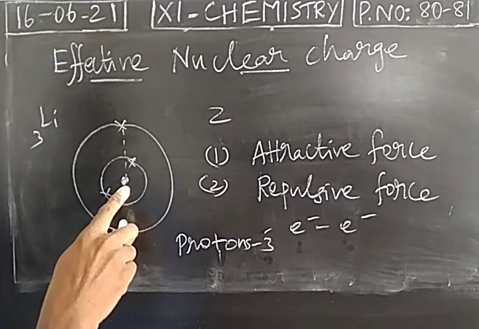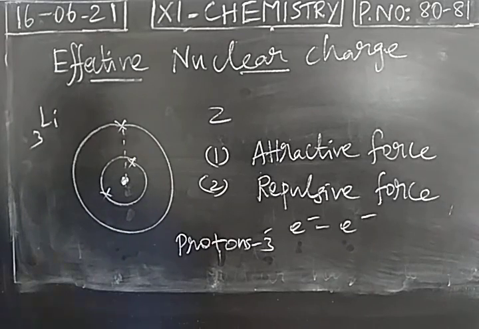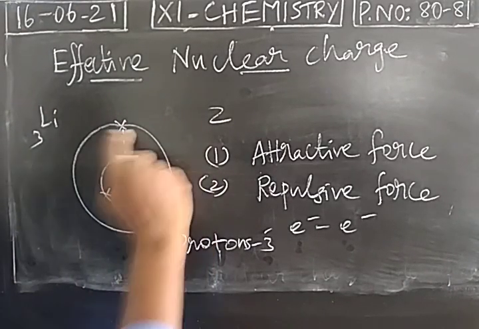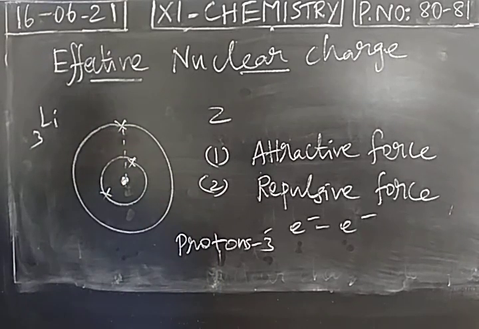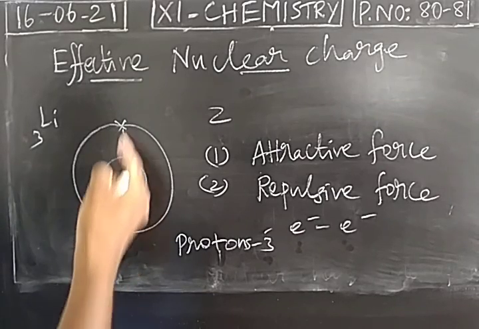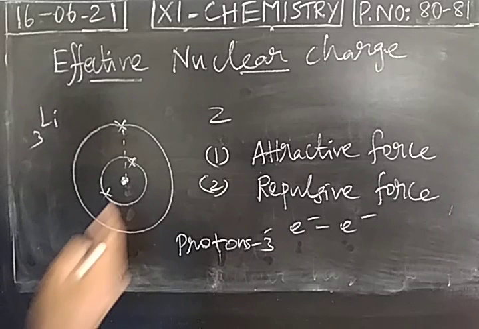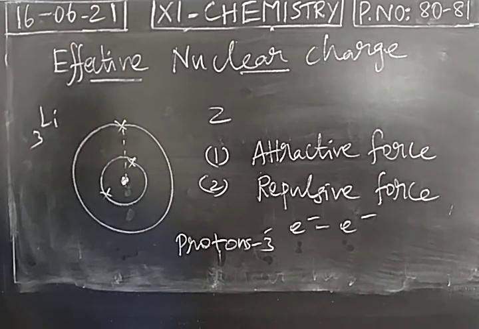3 protons will have an attraction with the valence electron. We consider this attraction only. The attraction between the nucleus and the valence electron is disturbed by the inner electrons. Because of what? These two inner electrons will repel the valence electron. Repulsive force is operating. So this is disturbing the attraction between the nucleus and the last electron. We can say it is shielding or screening.